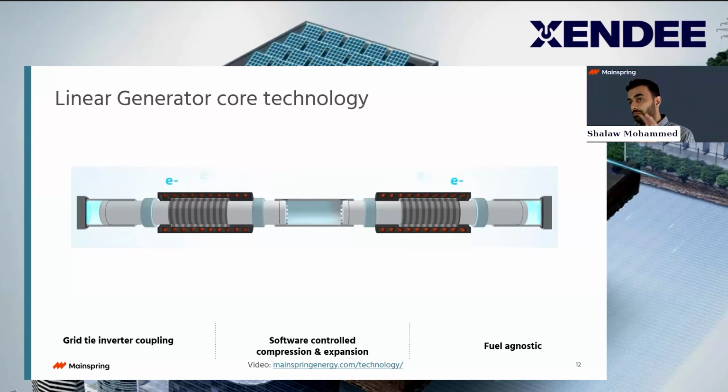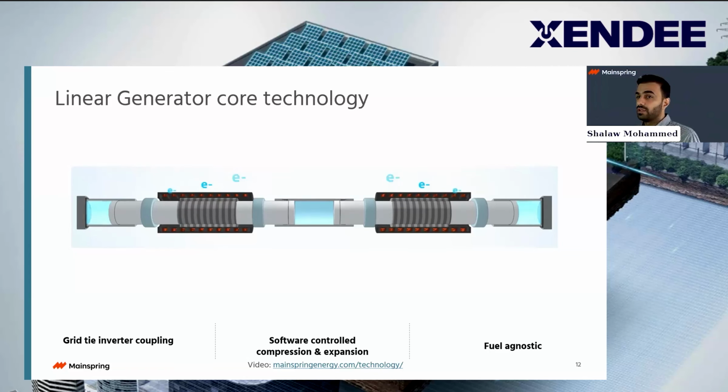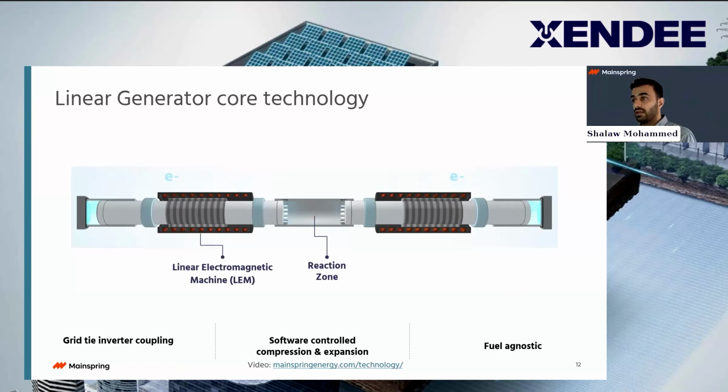So let's talk about what the major components on this core are. First is the power cylinder, where the reaction takes place. We call it the reaction zone. Then moving over is the linear electromagnetic machine, abbreviated to LEM. That's what we usually use, LEM. I'm glad we use that abbreviation because I usually struggle with it. But LEM is simply the alternator of our system, for those familiar with other traditional technology. This is where we generate power.